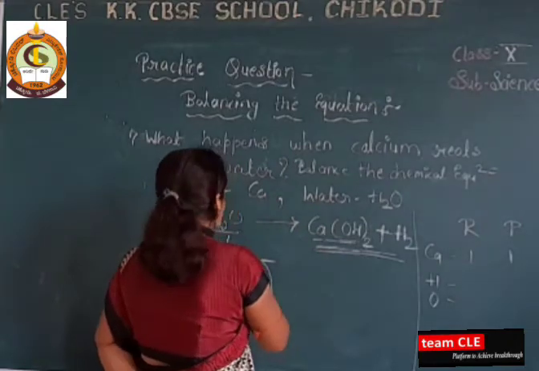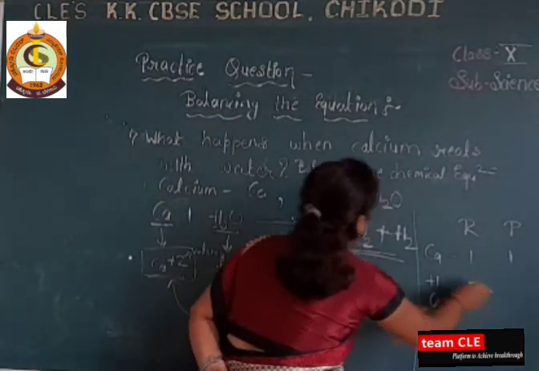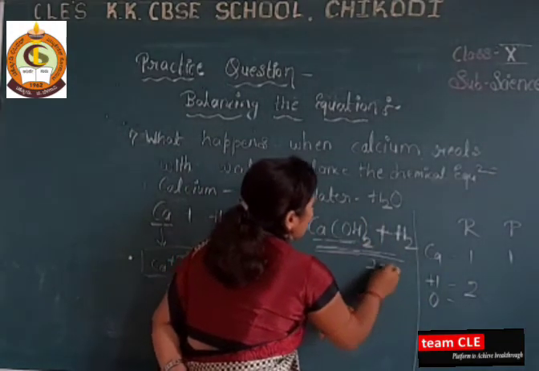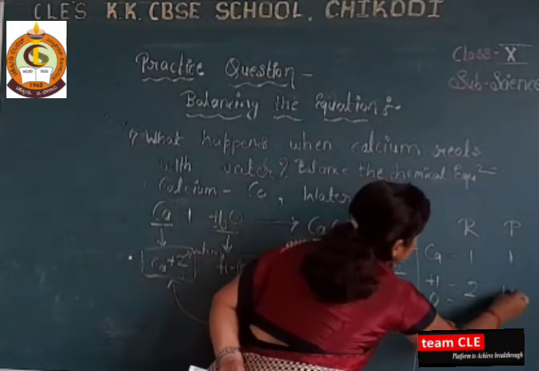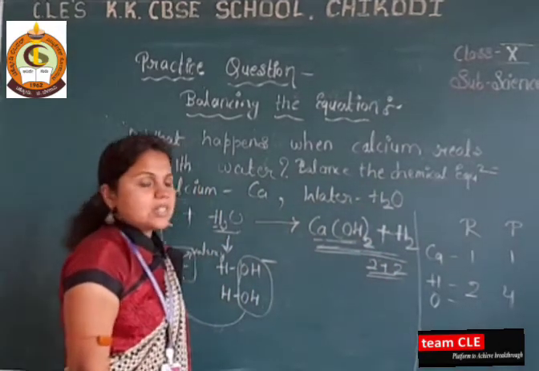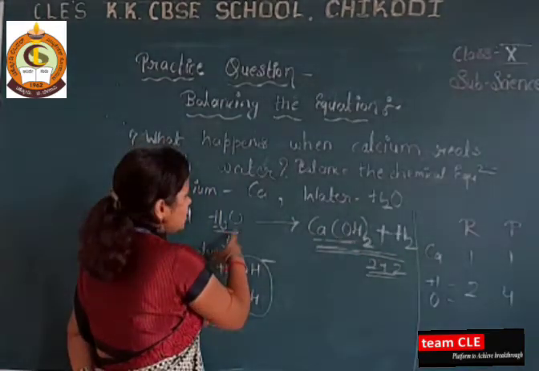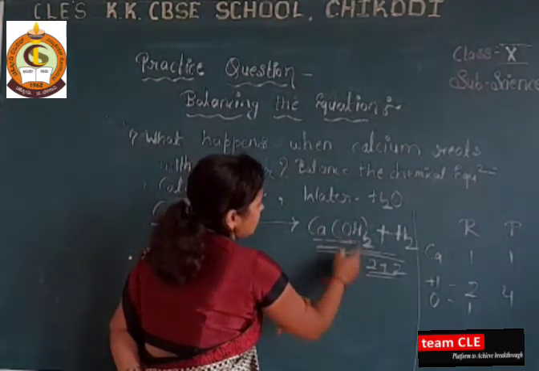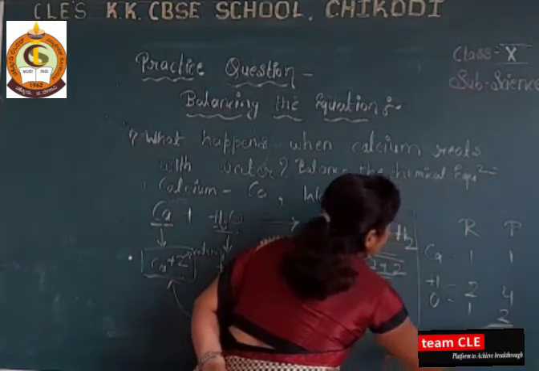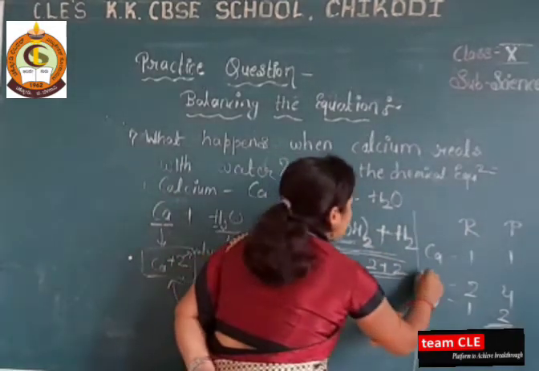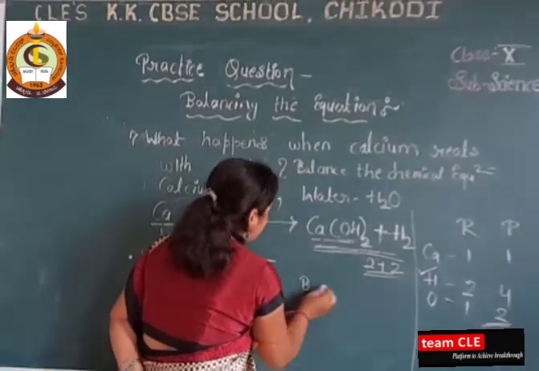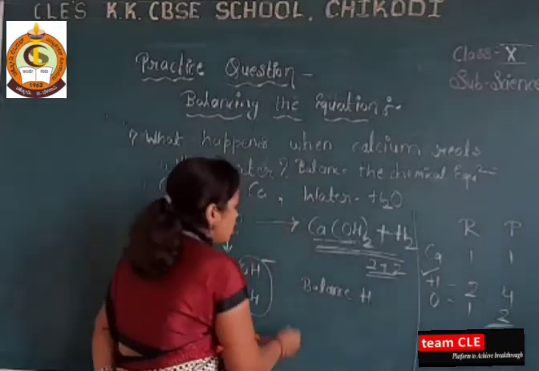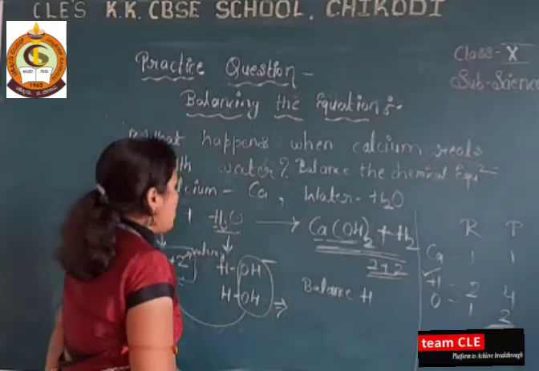Hydrogen here is 2, and here it is 2 plus 2. How many hydrogens are there? 4. What about the oxygen? Oxygen is only 1 here, but here oxygen is 2 in total. So what you have to do is go for balancing the hydrogen. Balance hydrogen.